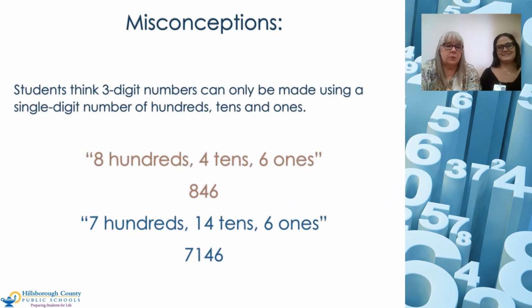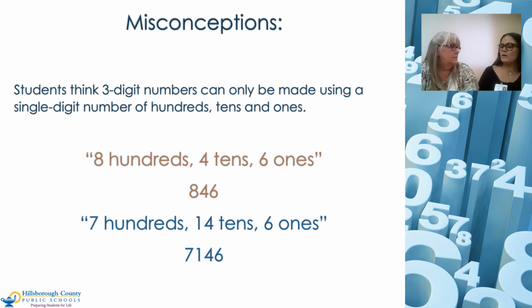Another misconception they have, and this one relates right back to that task that you did at the beginning of this session. They will think that 3-digit numbers must be made up of 3 digits, and that those single digits are all that can represent how many hundreds, tens, and ones we have in that number.